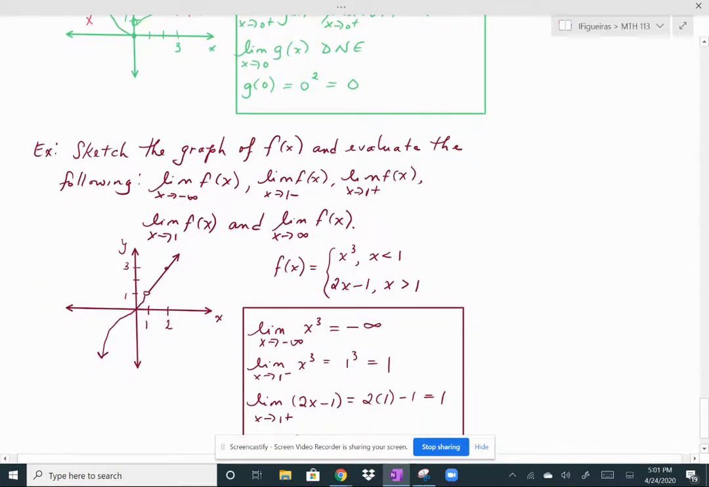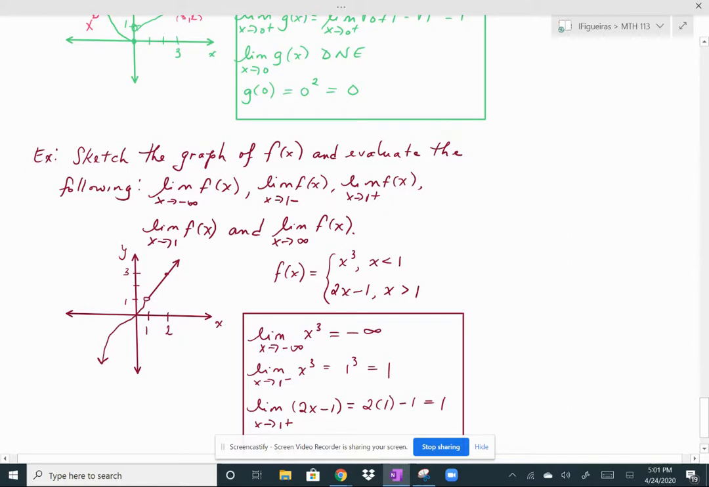Okay. Here we want to sketch the graph of f of x and evaluate the following. So the function is another piecewise function, which is defined right here. F of x is equal to x cubed when x is less than 1, and it's equal to 2x minus 1 when x is greater than 1. All right, so x cubed, when x is less than 1, your x cubed function looks like this. Remember, the entire x cubed function looks like this over all real numbers, but we only want the part to the left of 1, so that's the bottom part of this graph.